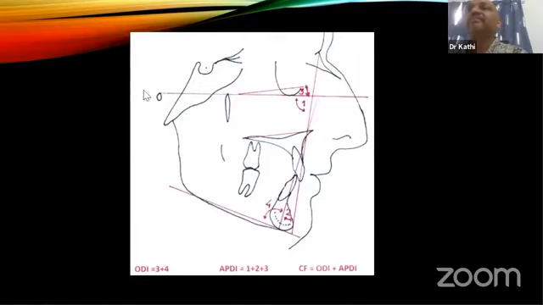Then we draw a line, the Frankfurt horizontal line, to the maxillary plane. So this is the maxillary plane here. The degree between the Frankfurt horizontal line and the maxillary plane is calculated. So this number 3 here and this degree here are added together to give a figure for ODI. ODI is the overbite depth indicator.